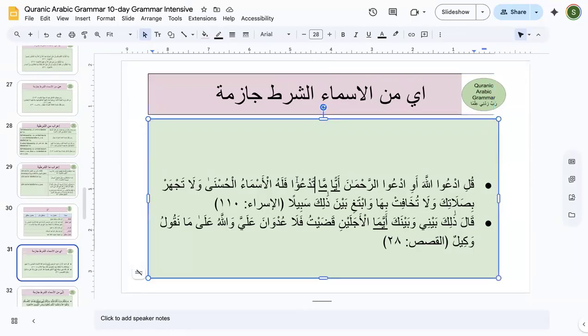So in here, what do you think is making the fail tad'una, which is, you are seeing ud'u, you all call Allah, or you all call him ar-Rahman. Ayyamma tad'u, what is making this tad'u majzoom? What is making it lightest?